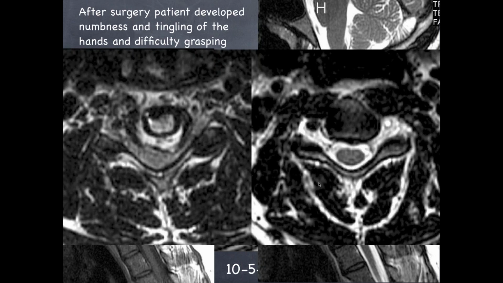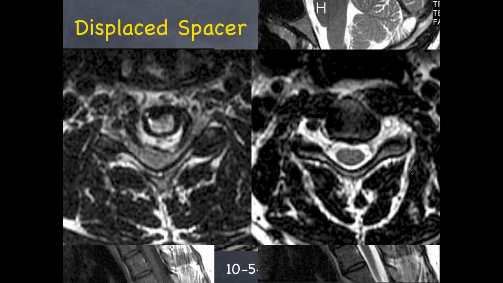I think I'm just showing a normal level, and this is the level where you don't see the CSF well, and you can see compression of the cord at this particular level. And here the disc spacer wasn't properly positioned. It was too posterior, so you're still having cord compression. And that was presumably the cause of the patient's symptoms. Okay.